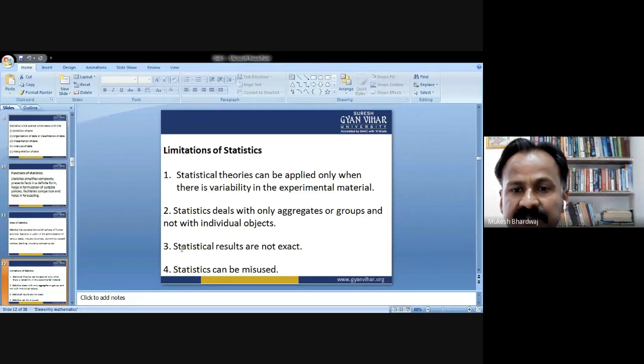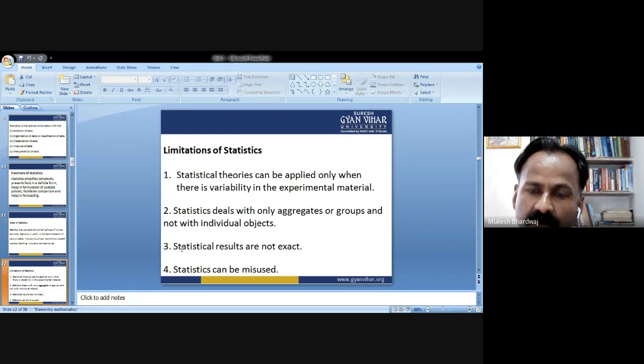Statistics deals with only aggregates or groups and not with individual objects. The second condition is that statistics always deals with aggregates or groups. It cannot work for individual objects. That means if you want to apply statistical theory to any individual identity or individual object, then statistics won't work.